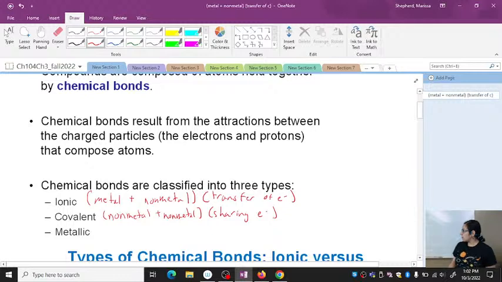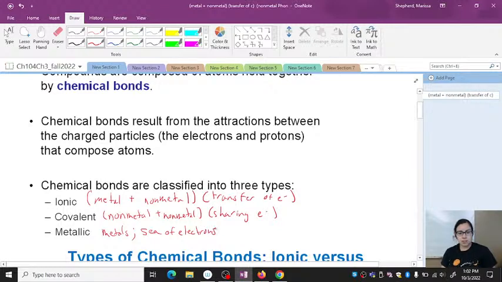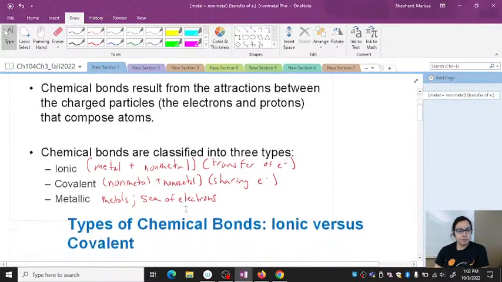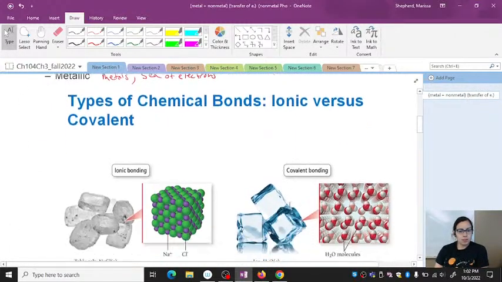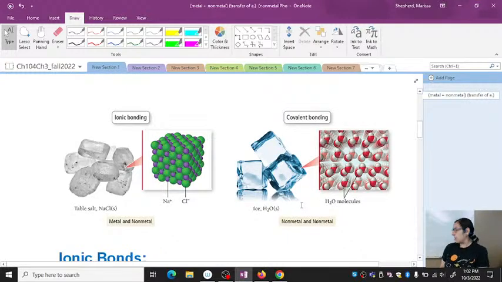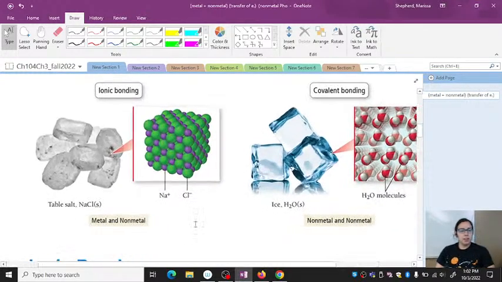Metallic we don't really talk about. This is a special type of bonding, more for metals. Metals differ in that they're considered more of a sea of electrons, delocalized electron systems, so we won't really discuss that. All right, so now let's focus on ionic versus covalent.